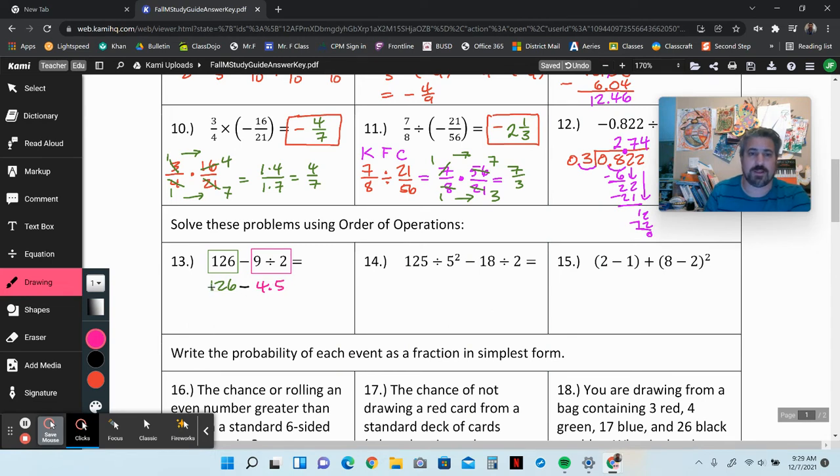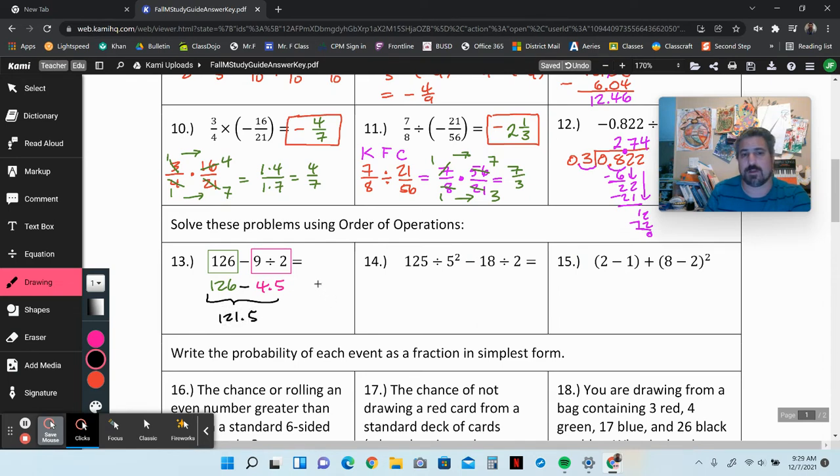Now that I've got it as just one operation, I can just combine left to right the value of the terms. So what's 126 take away 4.5? The value is going to be 126 take away 4, which is 122, and then take away 0.5. So it's going to be 121.5.